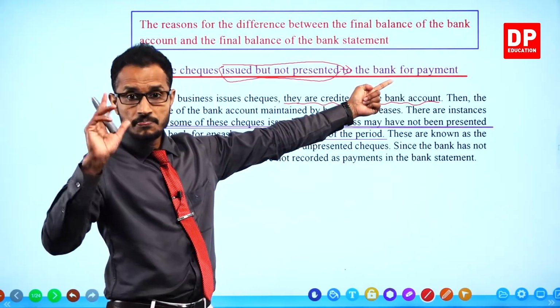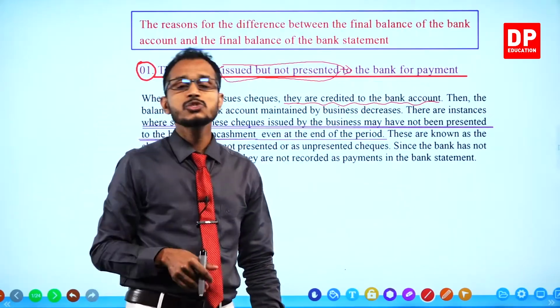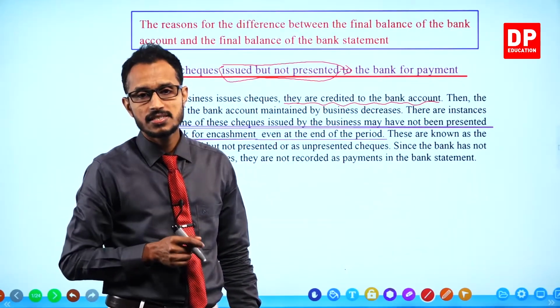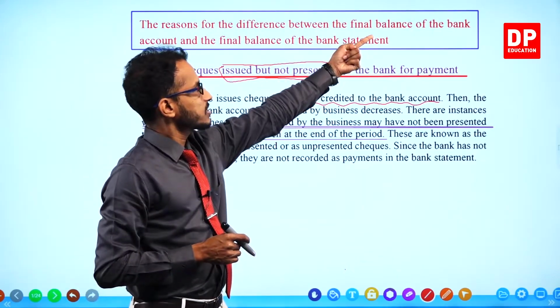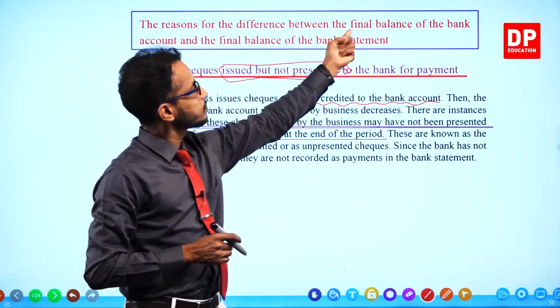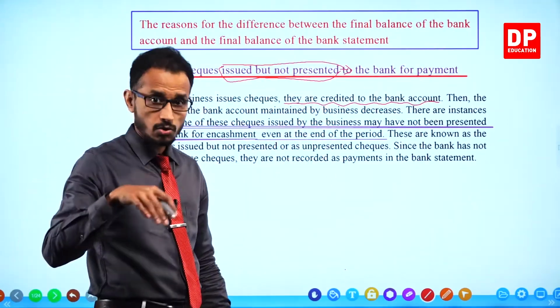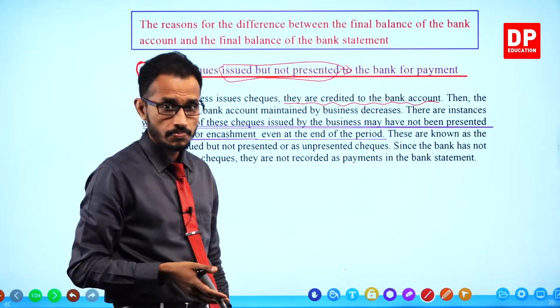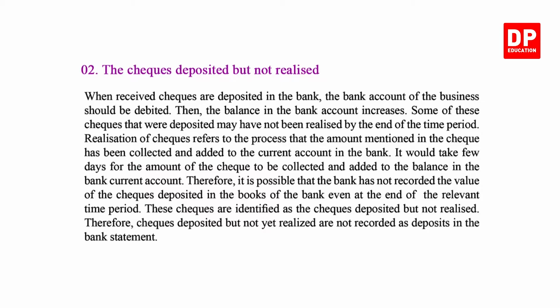That's why we are taking one by one the reasons for the differences in the final balance. This is the first reason. Let's go to the second. Right, this is the second.